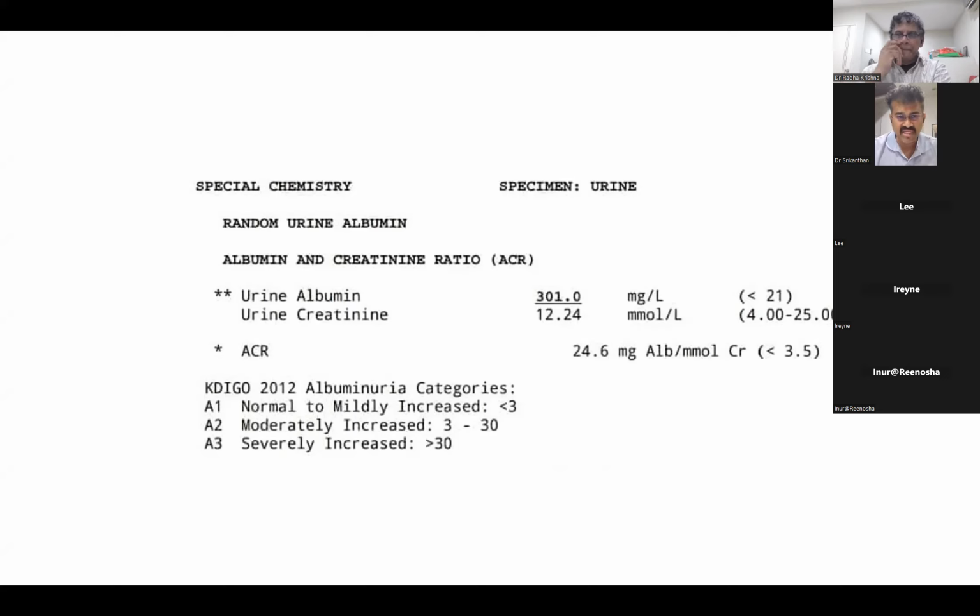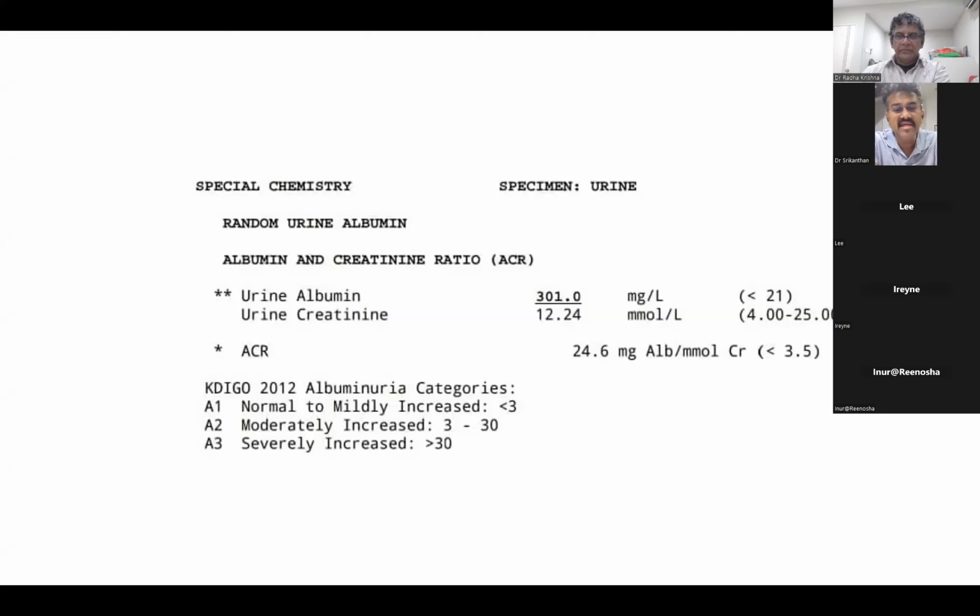You can do this test randomly, on anyone, but test for ACR, not urine FEME. This is one of the two important tests we do in CKD patients. Yes, these are the two important things you do for CKD patients. So what does it signify, Doc?